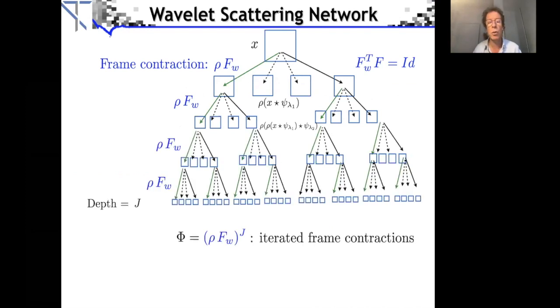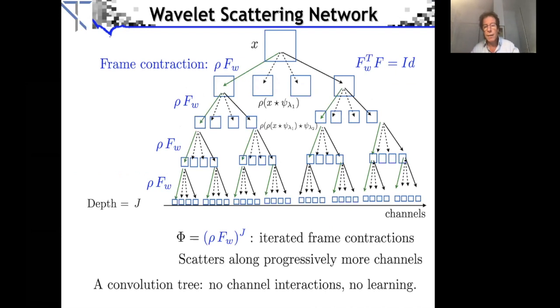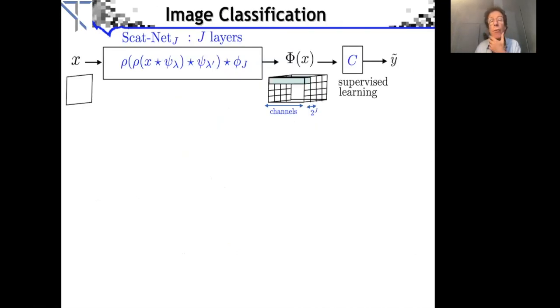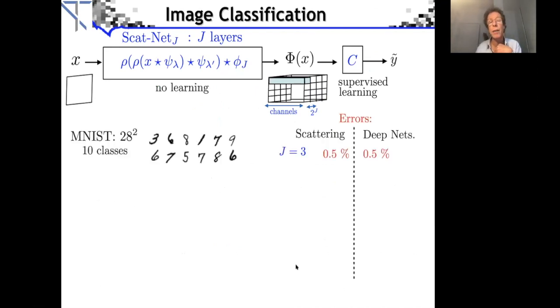You iterate, and at the end, you are going to do that J times, and you obtain what we call the wavelet scattering networks, because basically it scatters the information across all angles, scales, and phase. It creates many, many channels, but there is no interaction between these channels. It's basically a convolution tree. It's not a network.